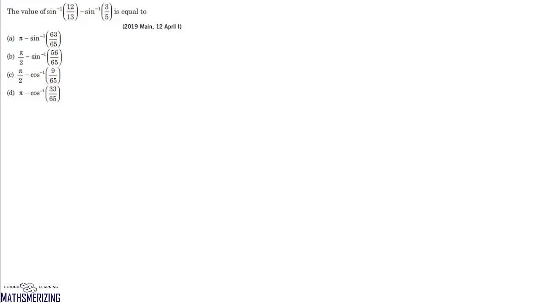Now here the question is, we need to find the value of sin inverse 12 by 13 minus sin inverse 3 by 5. Now we know that sin inverse x minus sin inverse y is sin inverse of x under root 1 minus y square minus y under root 1 minus x square. So we can write this as sin inverse of 12 by 13 into under root of 1 minus 9 by 25 minus 3 by 5 into under root of 1 minus 144 divided by 169.